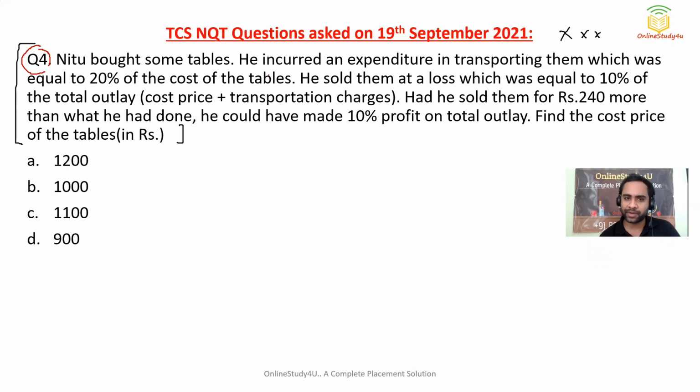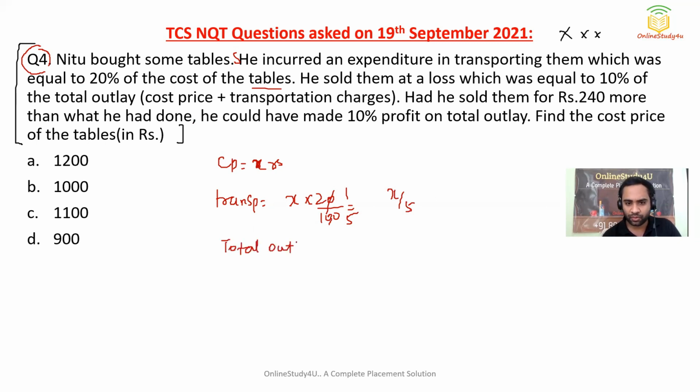Now, Neetu bought some tables, because we need to read and understand. She incurred an expenditure in transporting them, which was equal to 20% of the cost of the table. So suppose Neetu bought them for X rupees, cost price is X rupees, and in transportation, how much? 20%. So X into 20 by 100, which is nothing but 1 by 5, so X by 5. Now the total outlay, total expenditure basically, is X plus X by 5, which is nothing but 6X by 5.